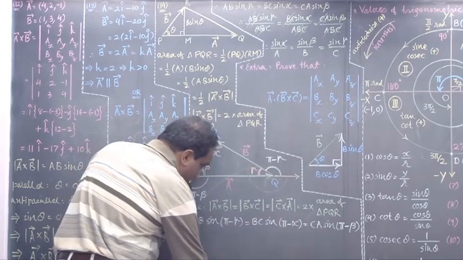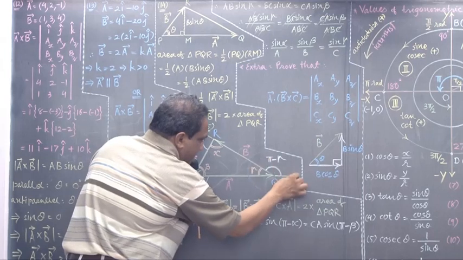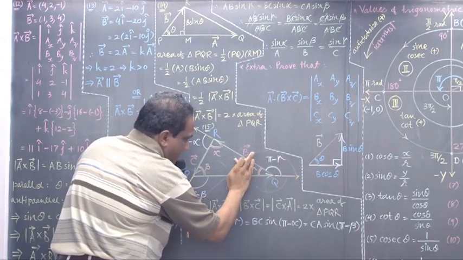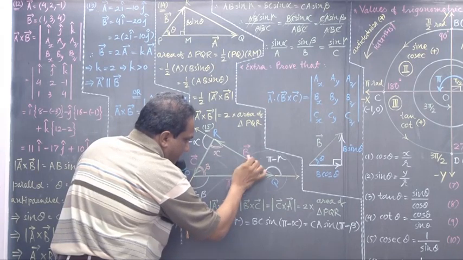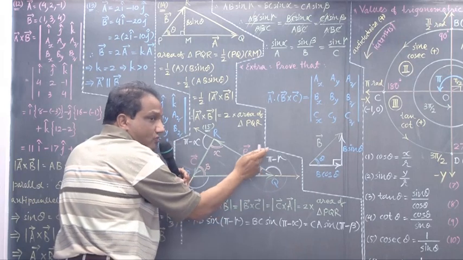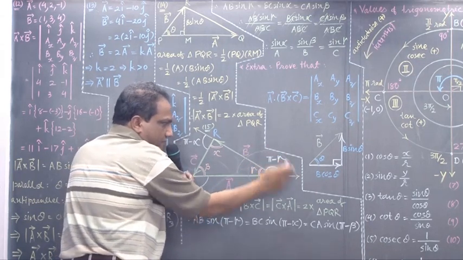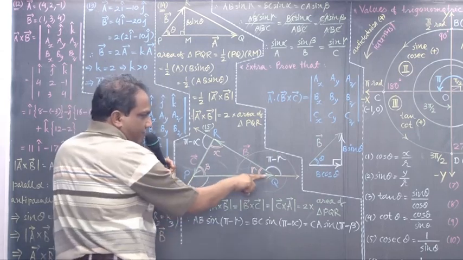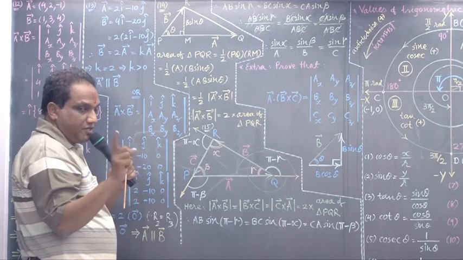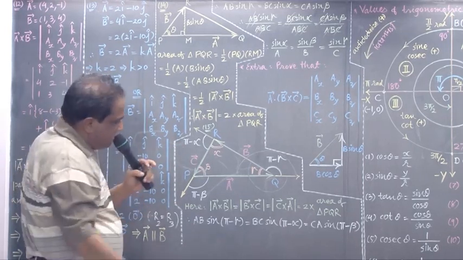Tell me how much is this angle? Out of 180 degrees, that is pi, if you subtract this gamma, what is the remaining angle? So what is the angle between vector A and vector B? Don't say gamma. Pi minus gamma. Say pi minus gamma.